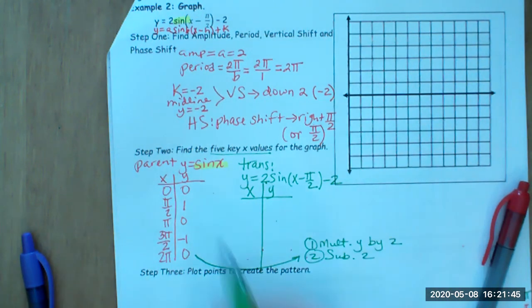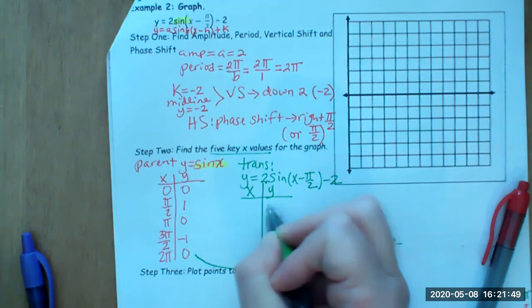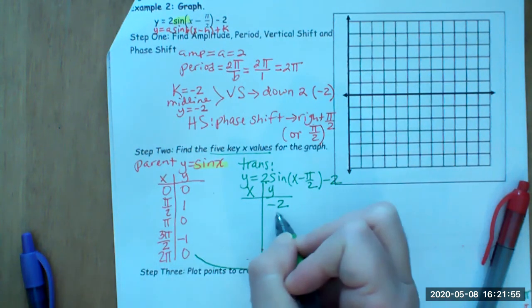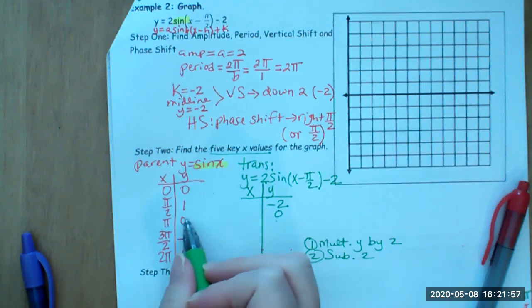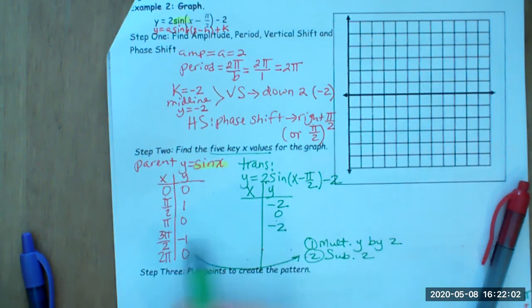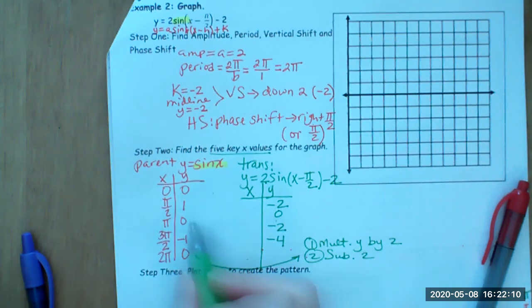So if I multiply 0 times 2 is 0, minus 2 is -2. 1 times 2 is 2, minus 2 is 0. And again, for 0, we'll get the same value again, -2. For -1, -1 times 2 is -2, minus 2 is going to be -4. And again, for 0, we'll get the same value, -2. Okay, so those are the y values.